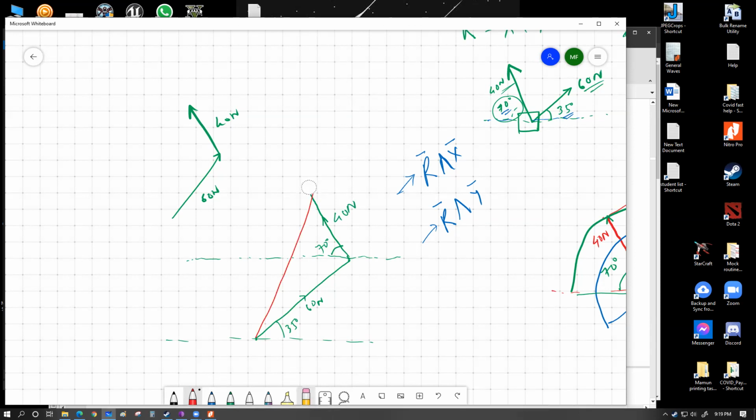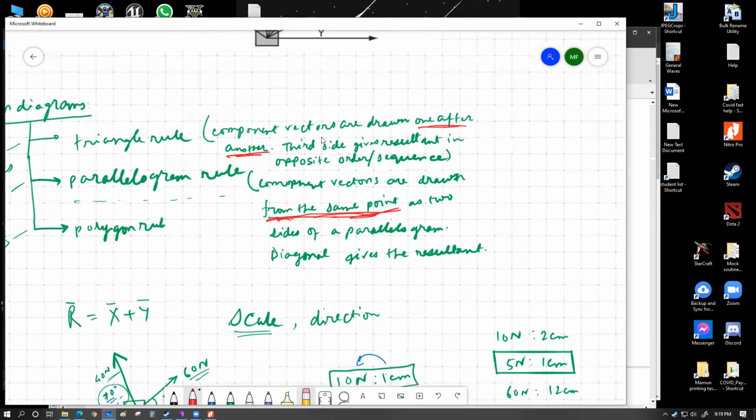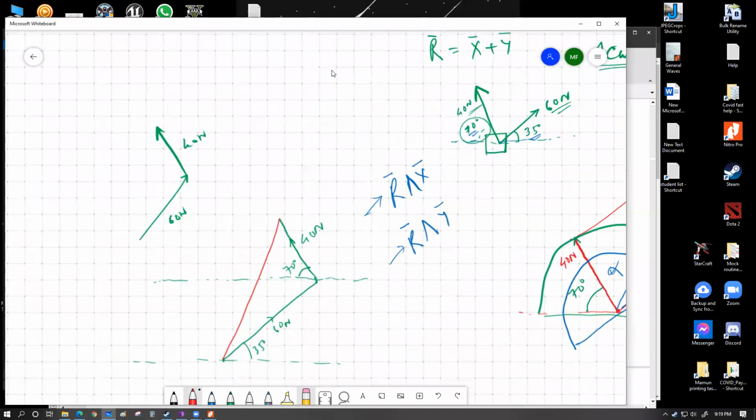So I'm going to show you one part of the writing. Have a look in the description of the triangle rule. Component vectors are drawn one after another. Third side gives resultant in opposite order / sequence. Now, what does it mean? It means, have a look.